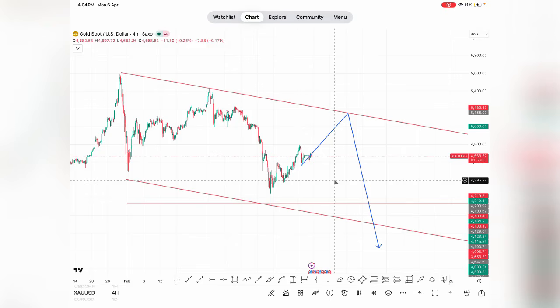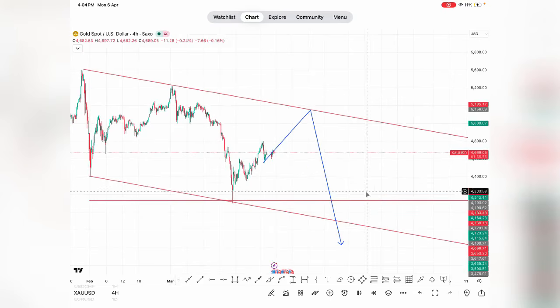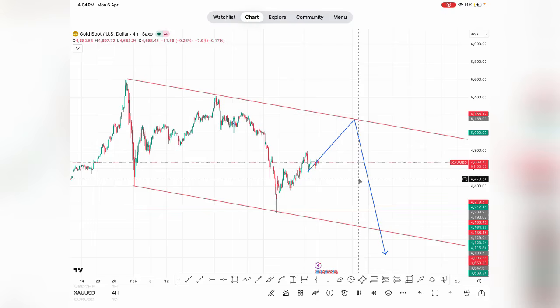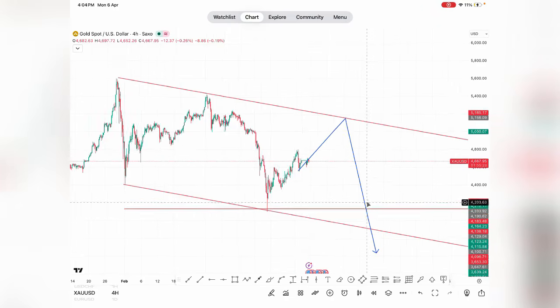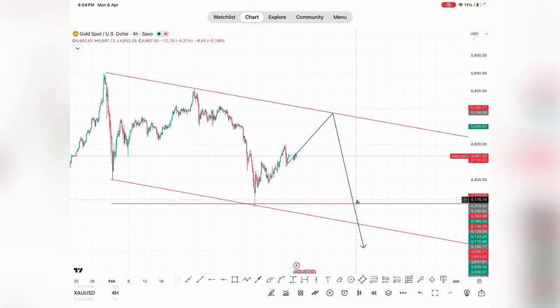Okay. Now, the entry point. At what point do you enter a trade? Okay. For instance, if you're in a downward trend and you want to make an entry, it is advisable to take an entry point from a lower high. Why? Because that is when we are about to descend. Okay? If you take it from a lower high, the possibility of getting more pips within your trade is high.